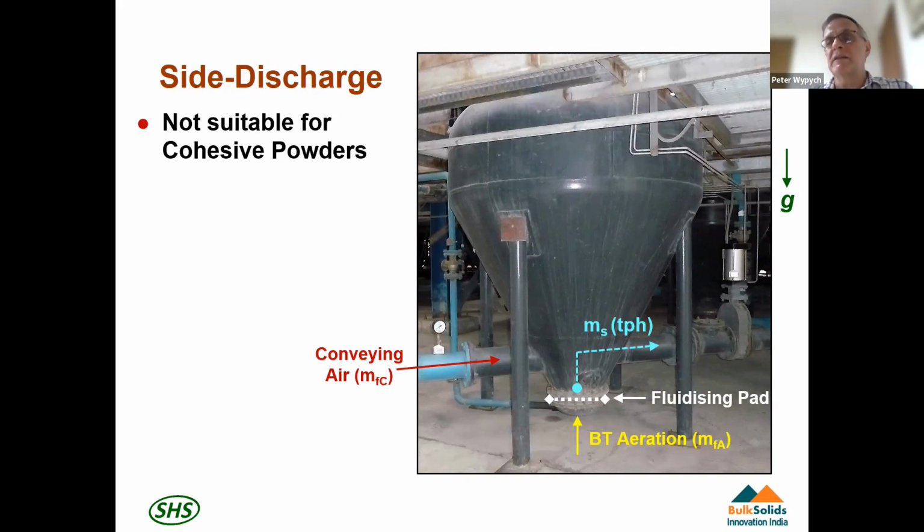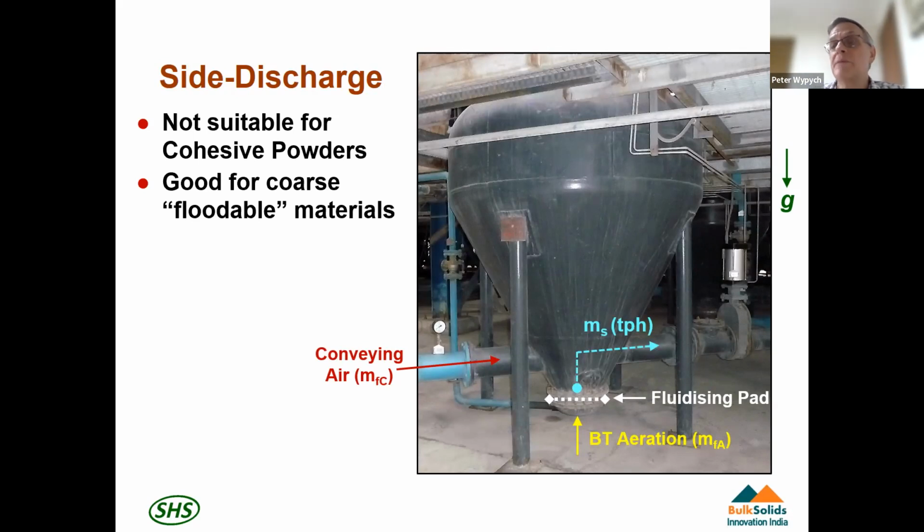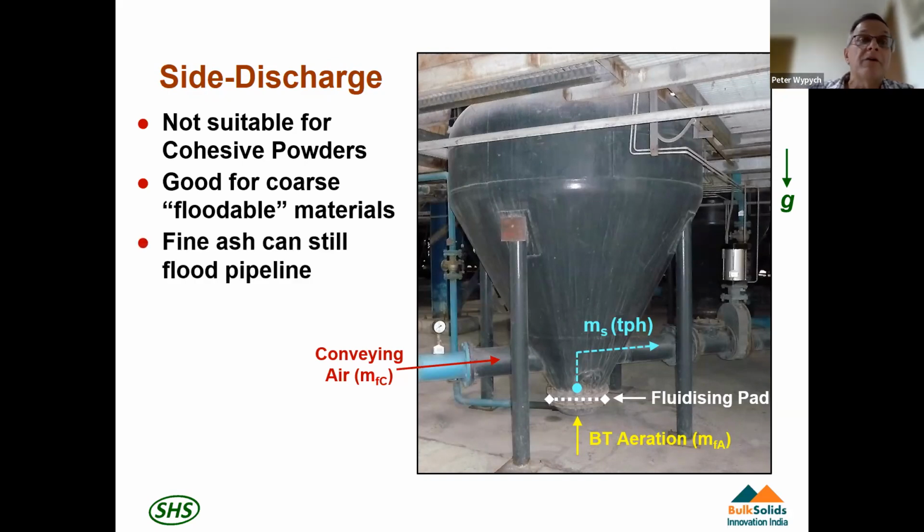These blow tanks in some ways are similar to top discharge if you've got fine cohesive powders that can channel. So we have to be careful with that. But for coarse floodable materials, like economizer ash or air heater grits, which can flow very quickly through a bottom discharge, this will help to limit that. So these are quite good. These side discharge blow tanks are used a lot in China, for example, for these coarse floodable materials. Fine ash can still flood the pipeline for these blow tanks, so be careful with that.